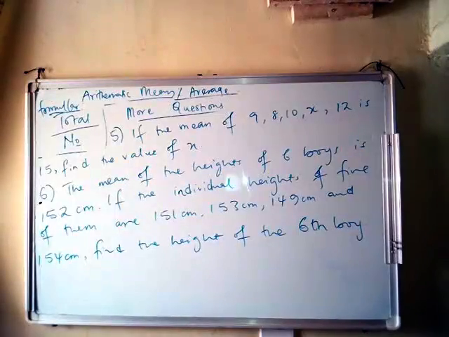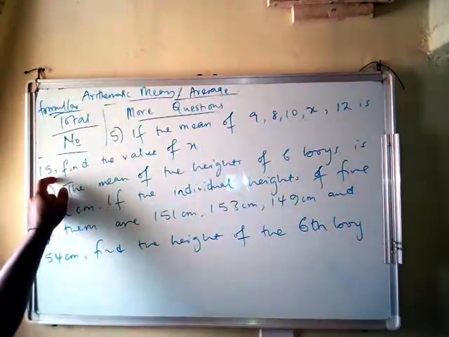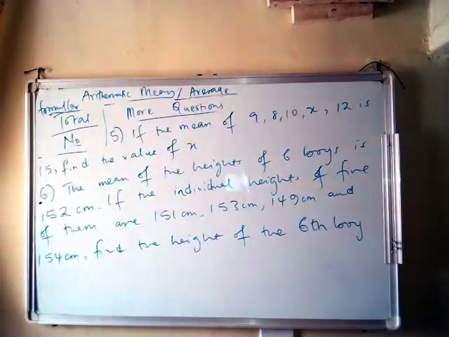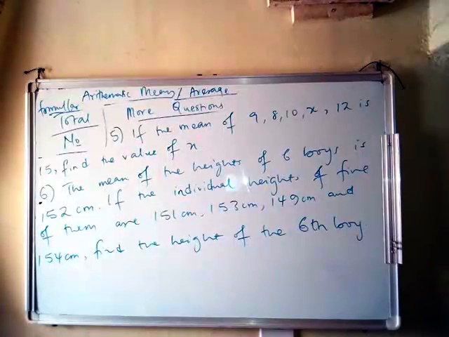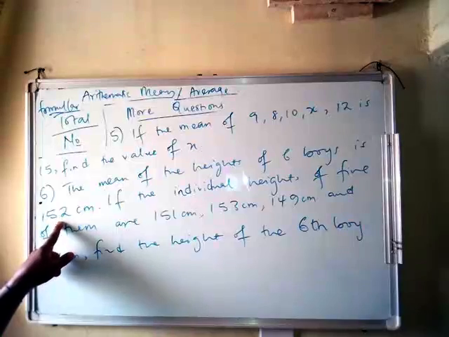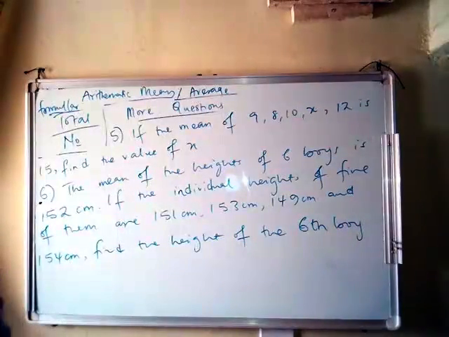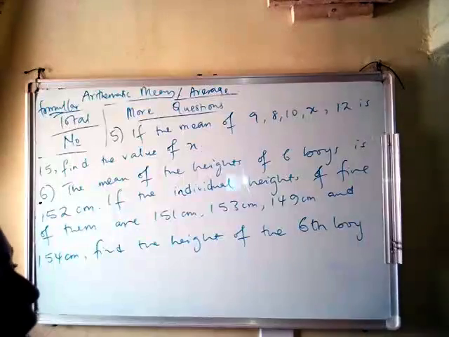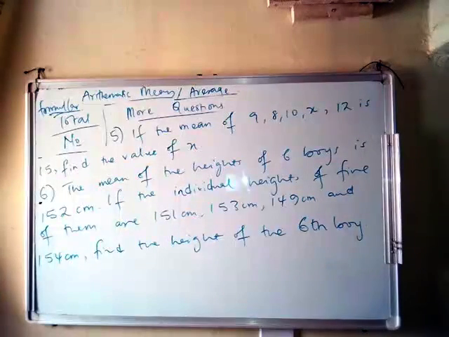Number 6 says the mean of the height of 6 boys is 152. So they've given you a total. If the individual height of 5 of them, so they gave you 5, 151 cm, 153 cm, 149 cm, and 154 cm. Find the height of the 6th boy. So already you have the height of 5. So they were very generous. They gave you 5 and asked you to find the 6th one. And they did not leave you confused. They gave you the total. So that way you can find the 6th number.